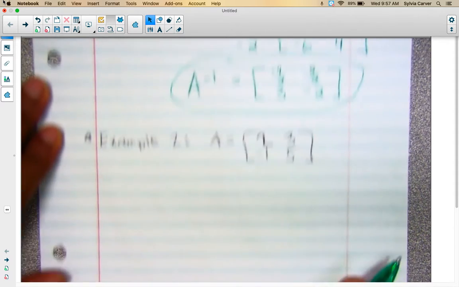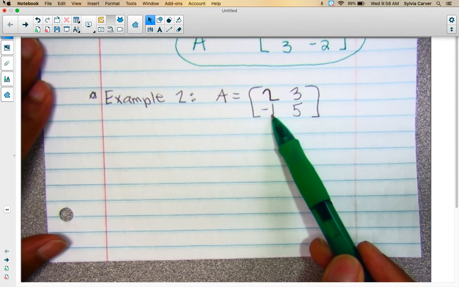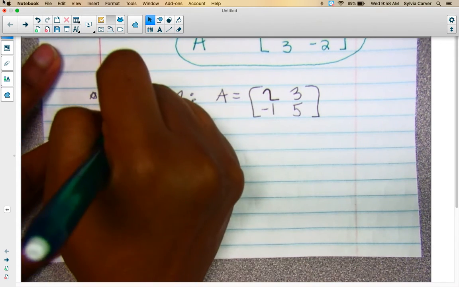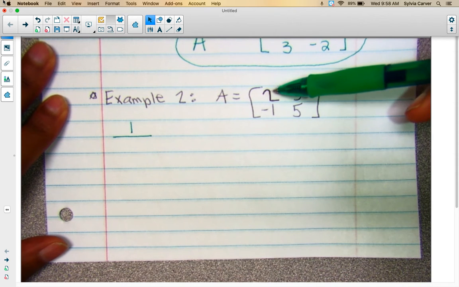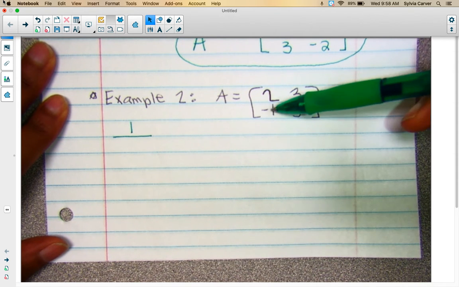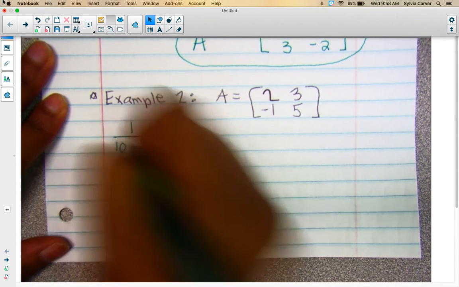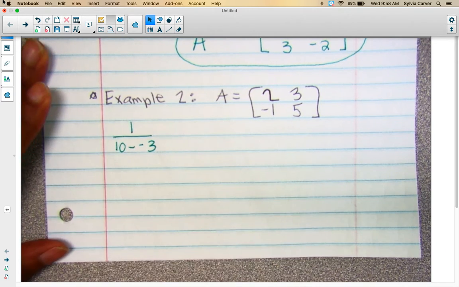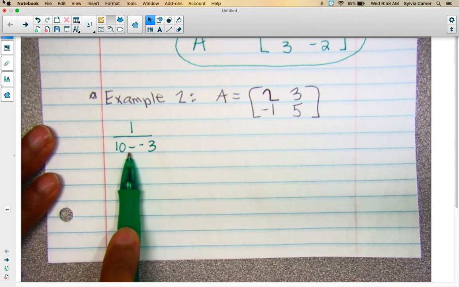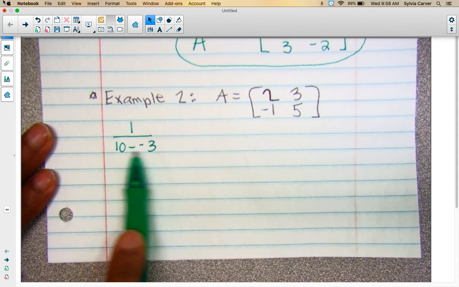Let's try another one. So this is example 2. This time I have matrix 2, 3, negative 1, and 5. So the first thing we're going to do, the formula says to do 1 over the determinant. The determinant is AD minus BC. So 2 times 5 gives us 10. 3 times negative 1 gives us negative 3. Be careful with your signs here. This subtraction sign stays in the formula, and then 3 times negative 1 gave us a negative 3. Of course, when I clean that up, that'll be plus, but for right now, we want to keep it separated.